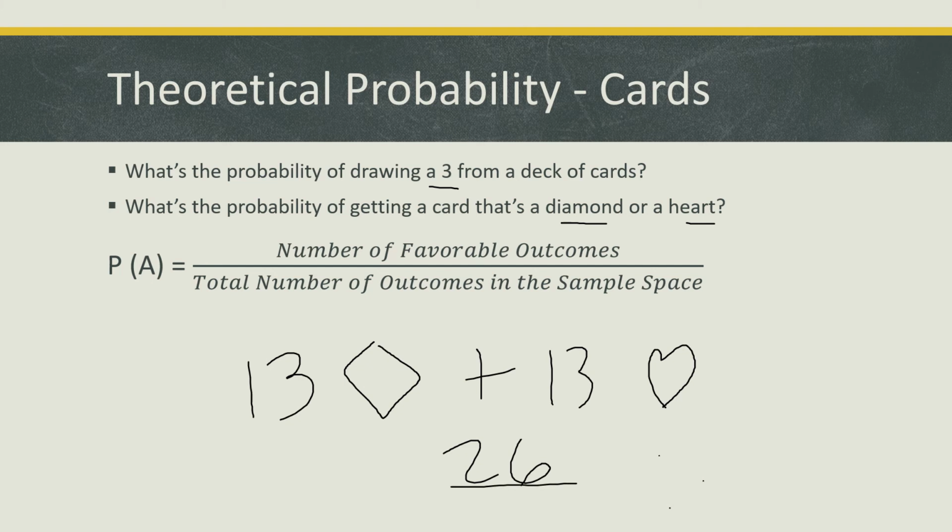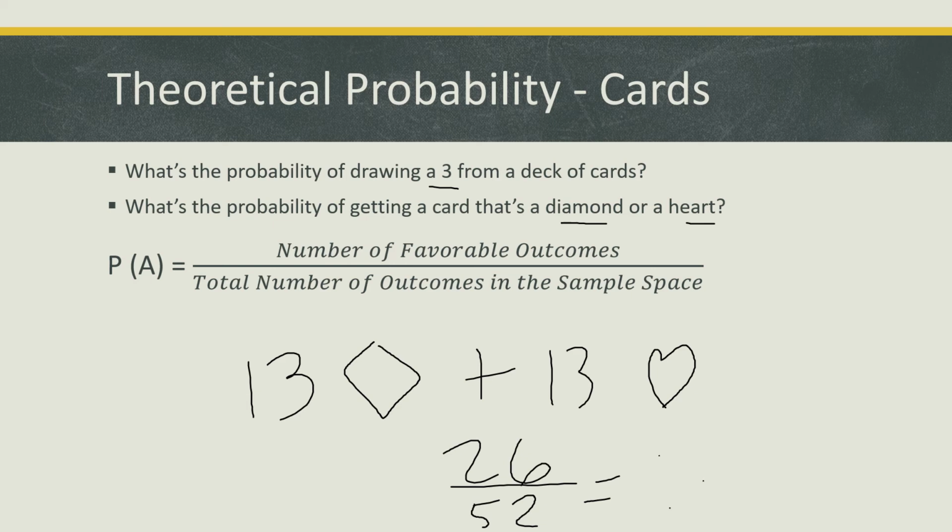And then how many outcomes are total here? Well, there are 52 cards in a deck of cards. So the probability of getting a diamond or heart, when you add those two favorable outcomes together, would be 26 possibilities. And there are 52 total outcomes in your sample space.